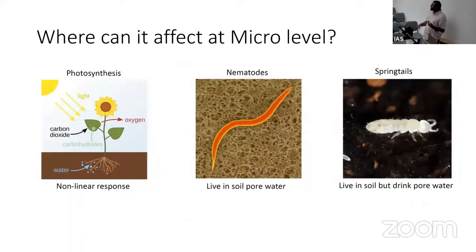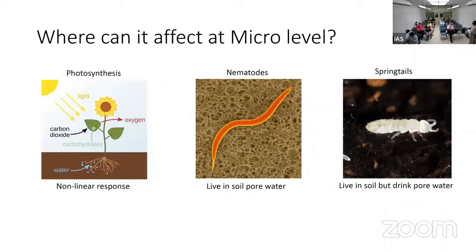At the micro level, it could create a non-linear response in the photosynthesis process. It could affect the nematodes, which are inhabitants of the soil pore water, and the springtails that live in the soil but drink pore water. So these three are the most important factors that we need to study in terms of microplastic and soil pore water. And when these factors have a non-linear response, it could create a non-linear reflection in terms of land atmosphere interaction, emission of carbon dioxide and other gases.